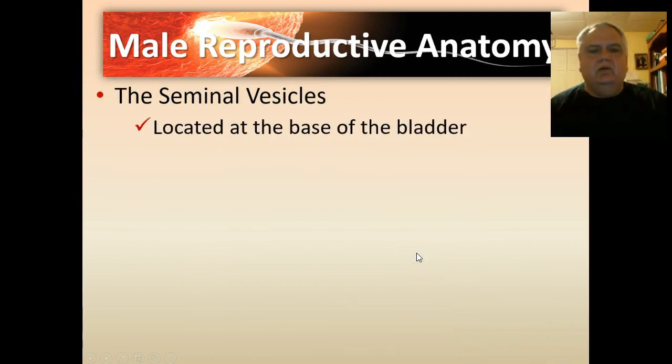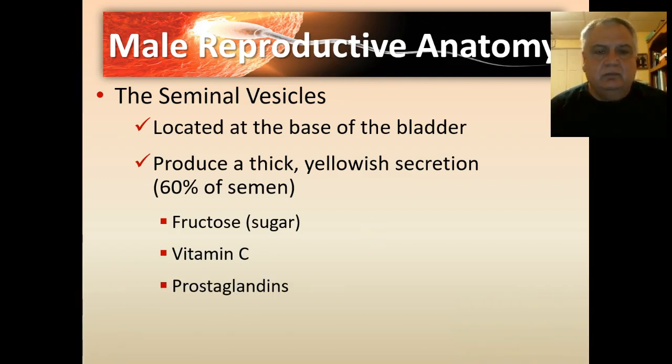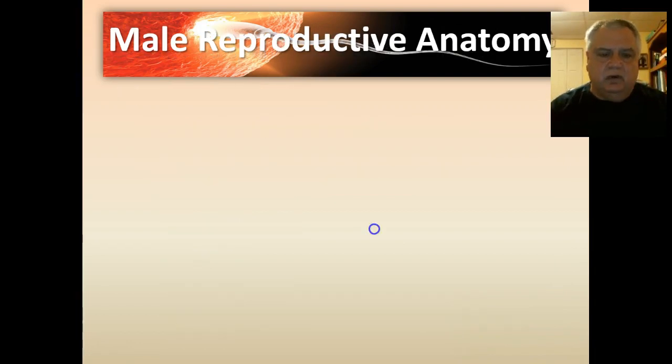All right, next up, we'll take a look at these accessory glands, the first of which are the seminal vesicles. These are located at the base of the bladder, and they produce a thick yellowish secretion that makes up the majority of the semen. About 60% of the semen is made up of secretions that come from the seminal vesicles. These secretions include fructose, or sugar, vitamin C, and prostaglandins. There are also other substances that can nourish and activate the sperm.